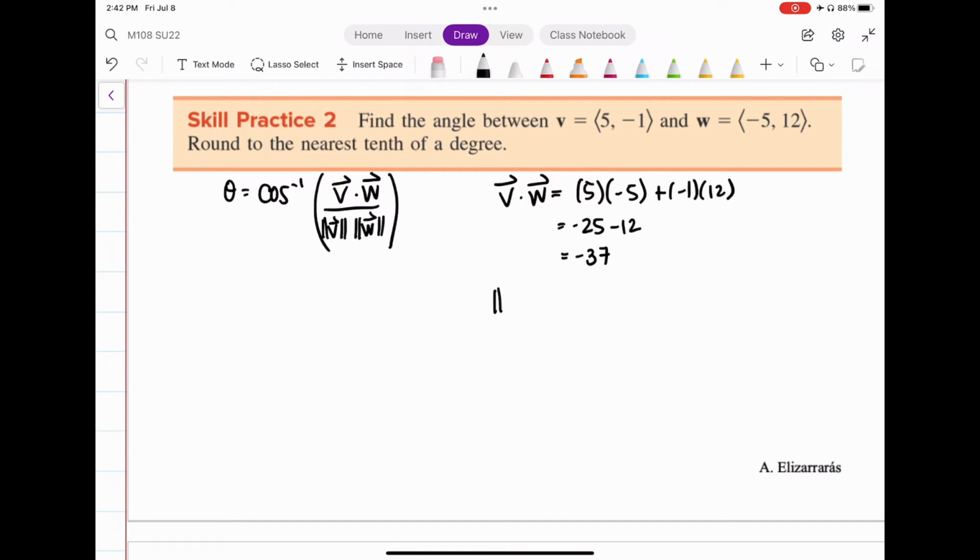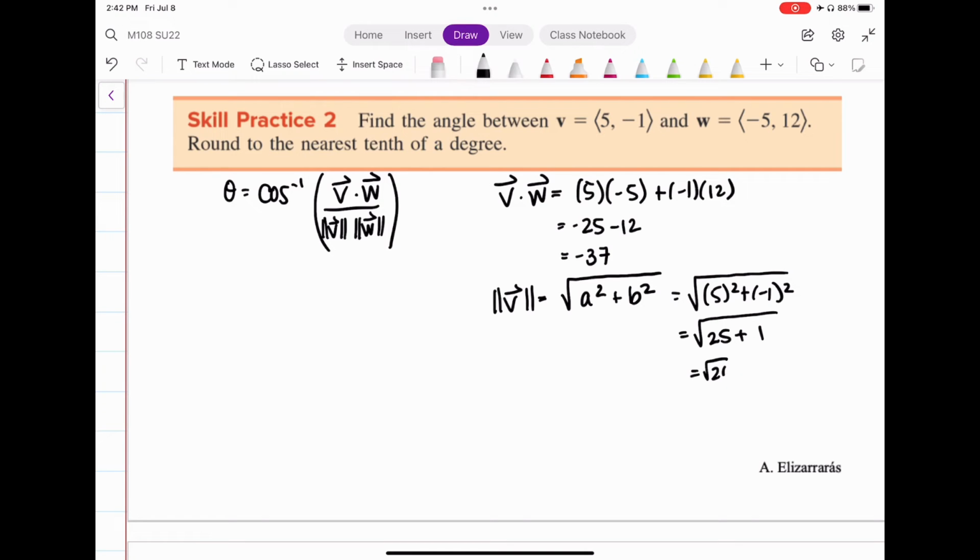Calculating the magnitude of vector v, we find the square root of a squared plus b squared. That's equal to the square root of 5 squared plus -1 squared. And 5 squared is going to be 25, and -1 squared is going to be 1. We then have the square root of 26.